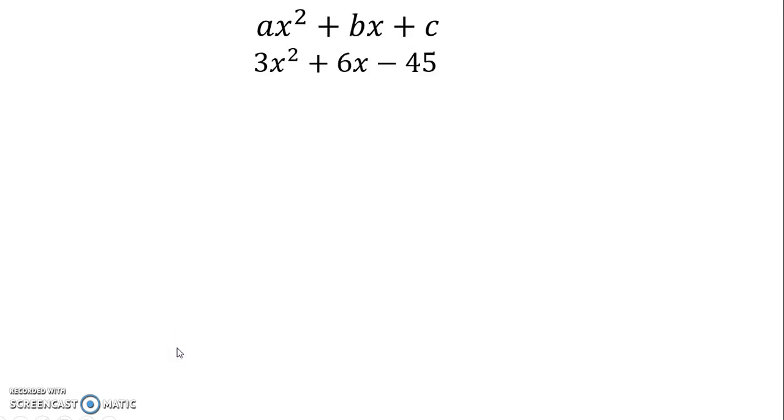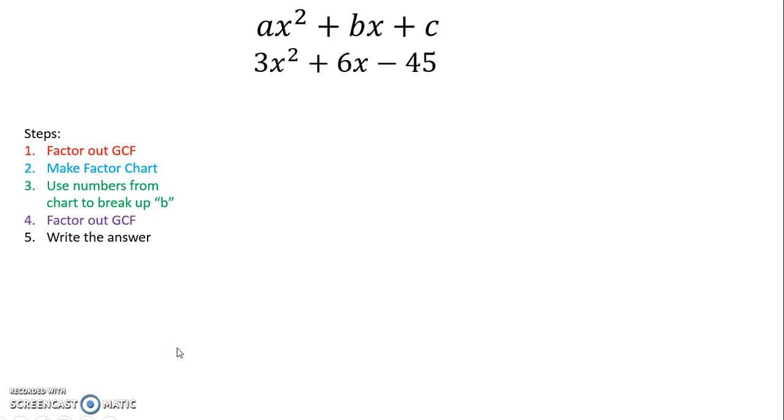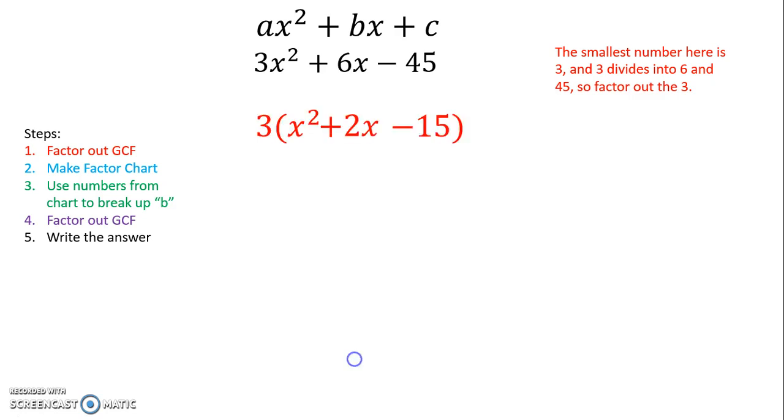Our next example is 3x squared plus 6x minus 45. Okay, so the smallest number here is 3, and 3 divides into 6 and 45, so we're going to factor out the 3. When I do that, I'm left with 3 times the quantity of x squared plus 2x minus 15. My next step here is to create the factor chart, doing A times C and adds to B.